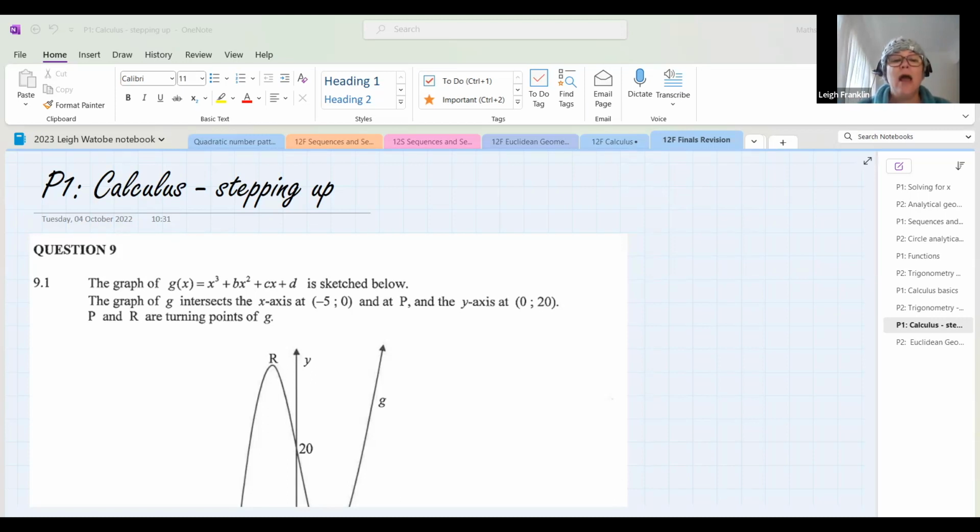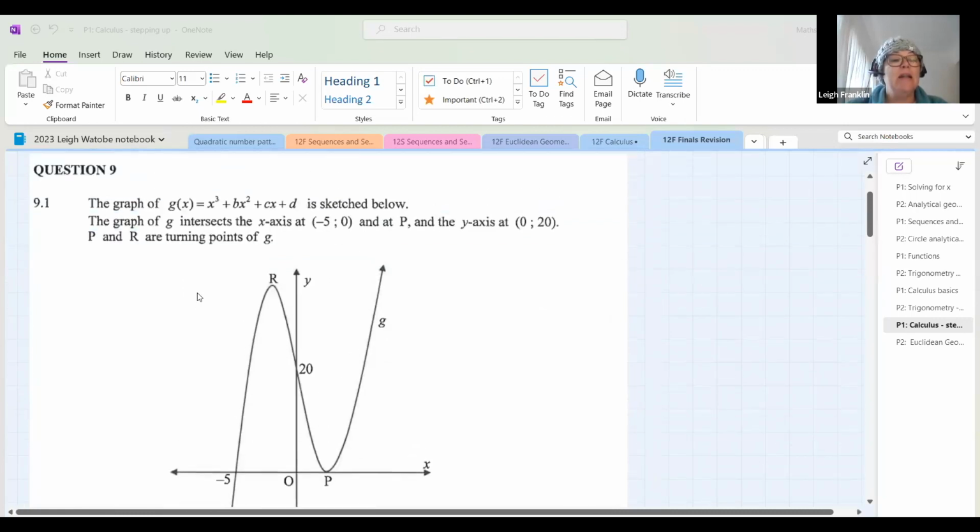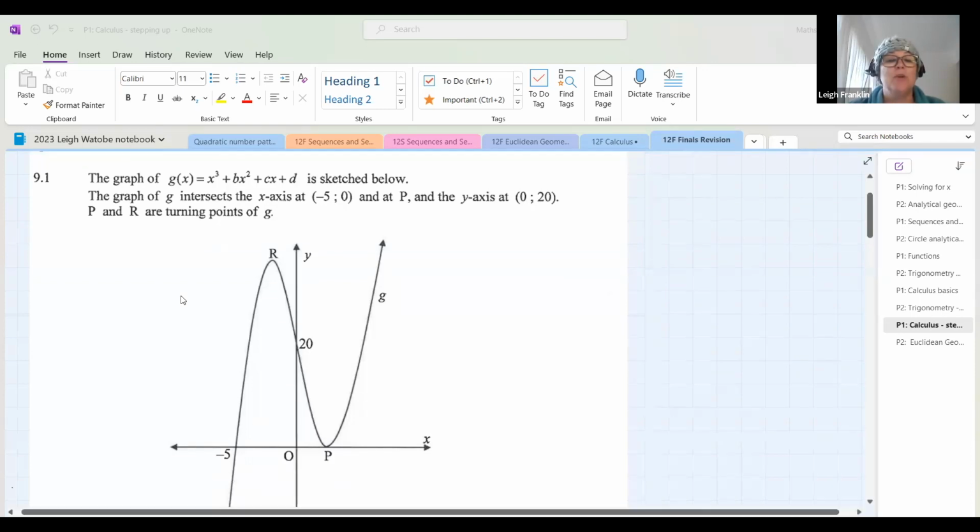All right, so as always, these questions come out of final NSC exams, and this particular year they gave the students the graph of g of x, which equals x cubed plus bx squared plus cx plus d, which is sketched below there. We can see it over there. And they're telling us that the graph of G intersects the x-axis at -5 and at P, and the y-axis at 0 and 20. And then they also tell us that P and R are the turning points of G.